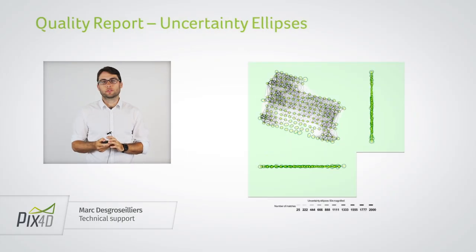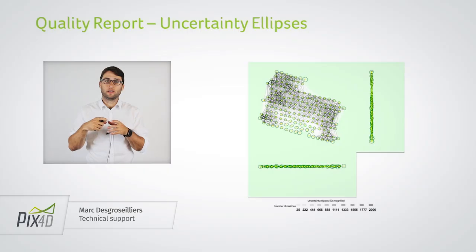One of the new features of version 2.2 of Pix4Dmapper is the addition of uncertainty ellipses. Now, what this will do is that it will draw an ellipse around each camera, and the uncertainty is the size of the ellipse. So a bigger ellipse will mean that the software is less sure about this particular camera position and orientation. One important thing to keep in mind is that these ellipses have a magnification factor which is displayed below the graphic.